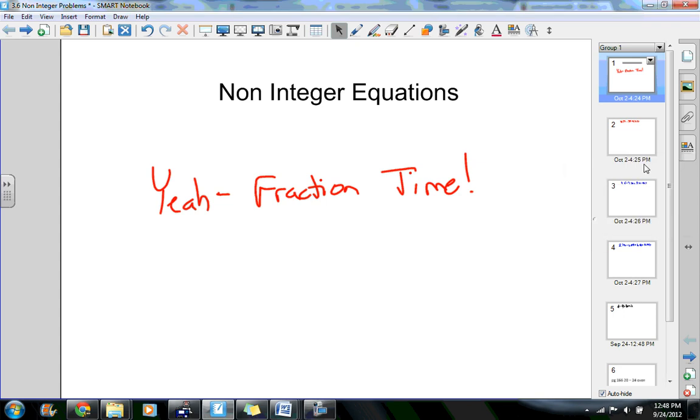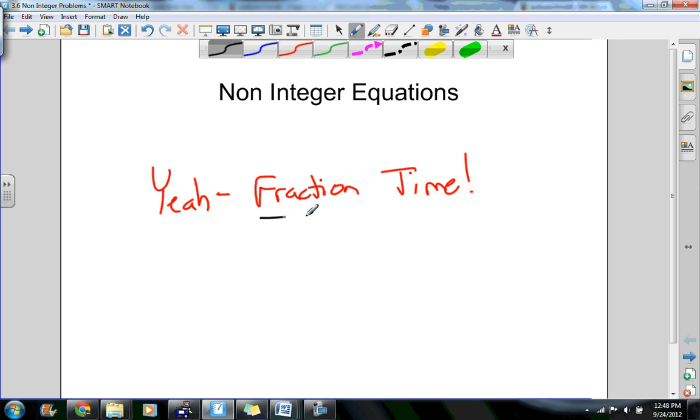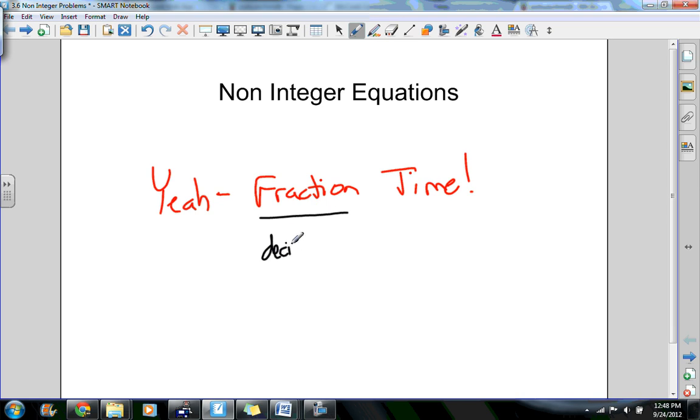I get daily requests for algebra assignments, and I think the one request that I get more than anything else is that we don't do enough fraction problems. And I know all of you are super excited that for this assignment, it's all going to be either fractions or decimals. I know, that collective excitement is just hard to contain.